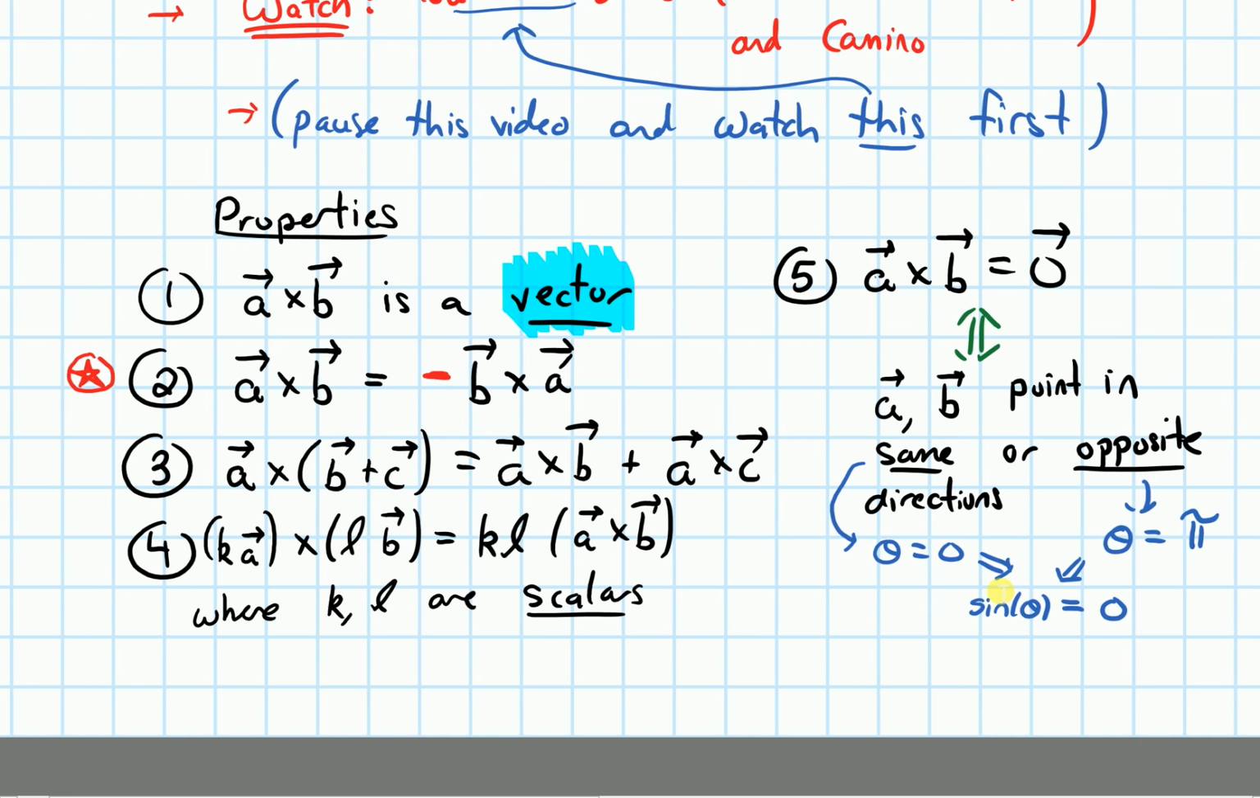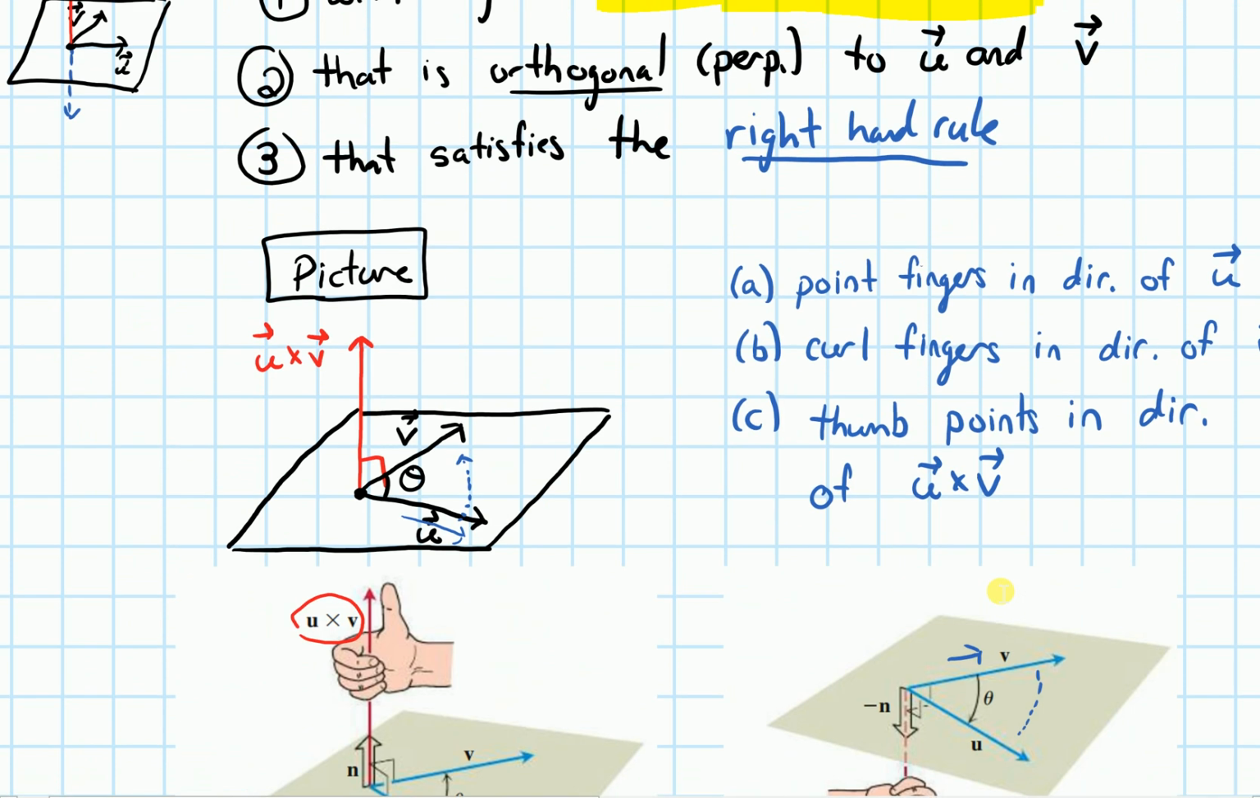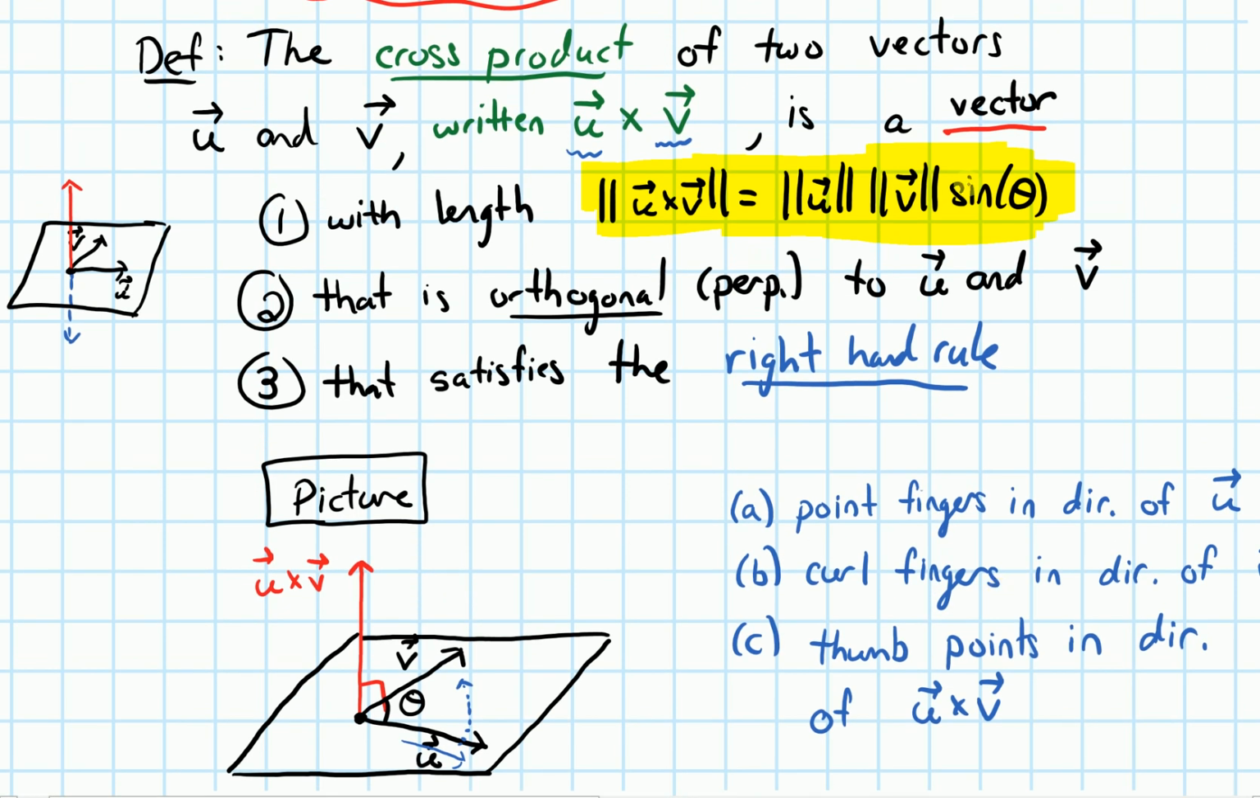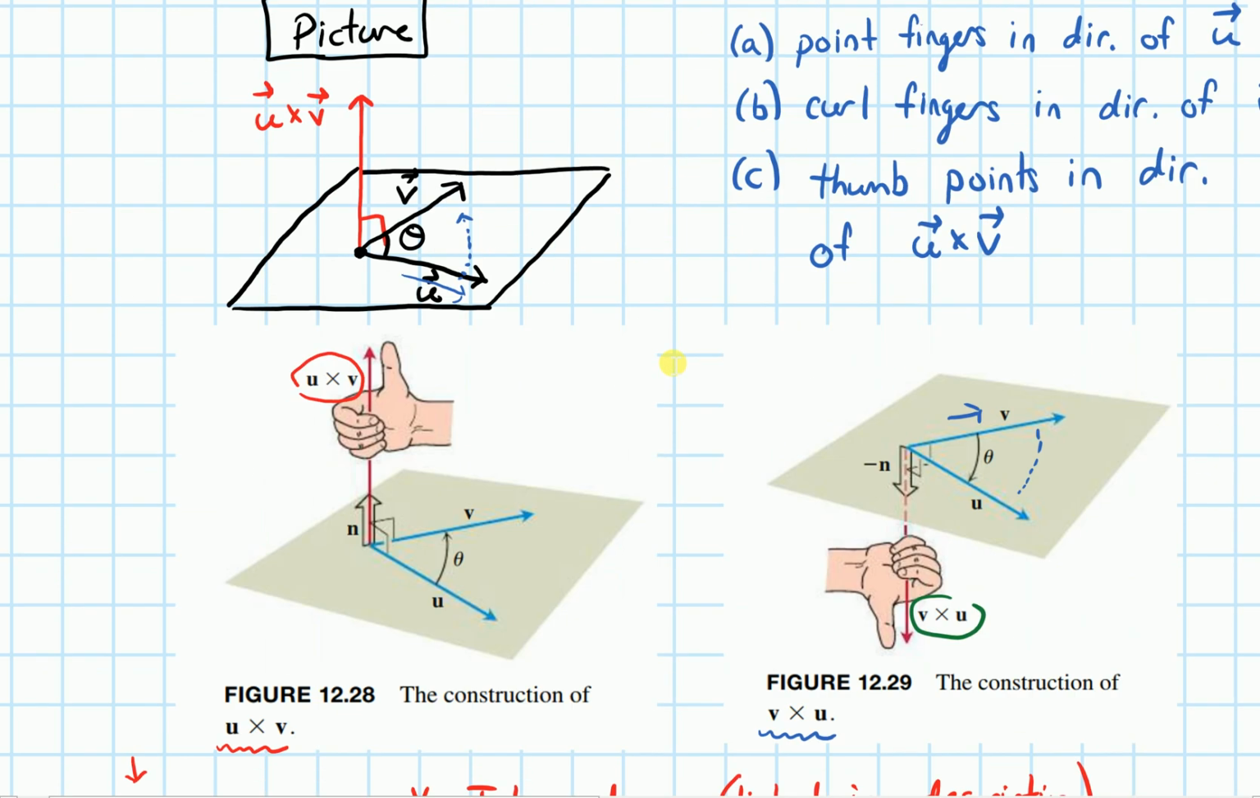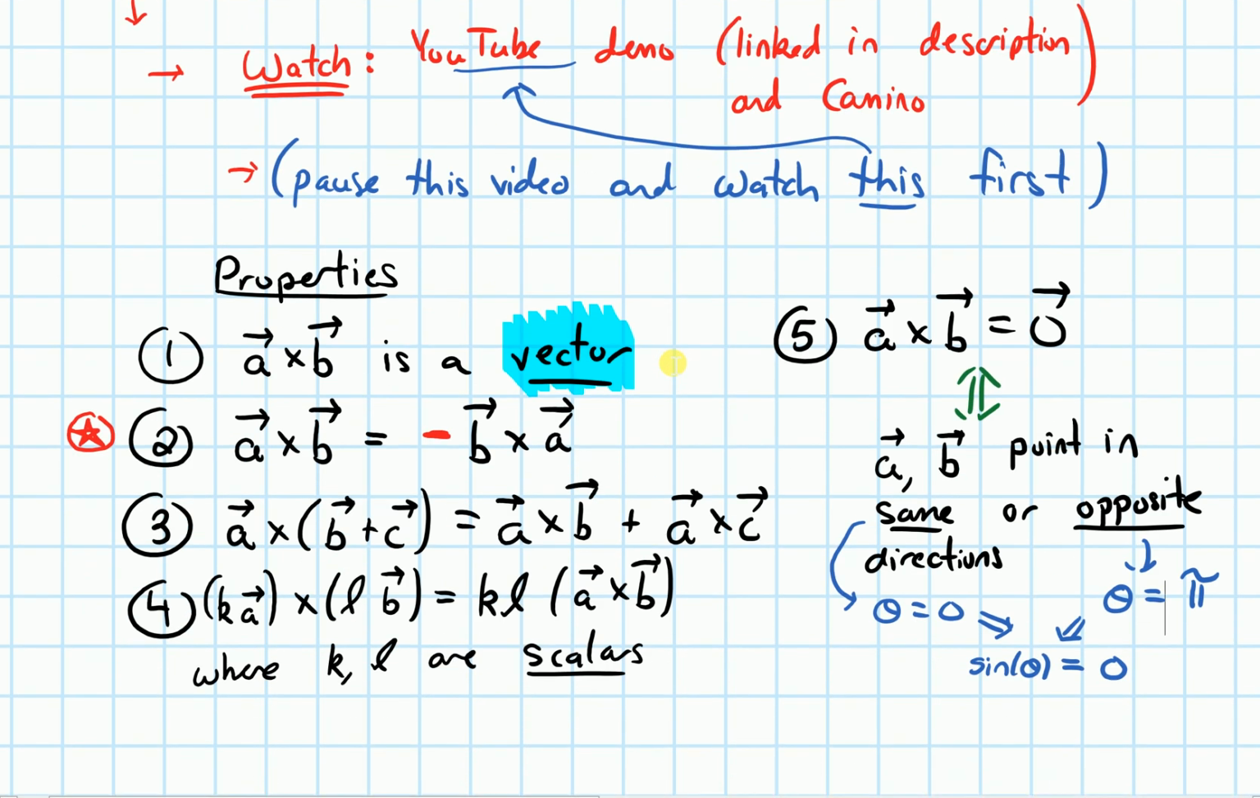So if sine of theta was 0, going up to what we had stated about the length of the cross product vector, well, if sine of theta on the right-hand side is 0, that means the length of our cross product is going to be 0. So the only possibility is for it to be the 0 vector. And that is where this fifth property comes from.